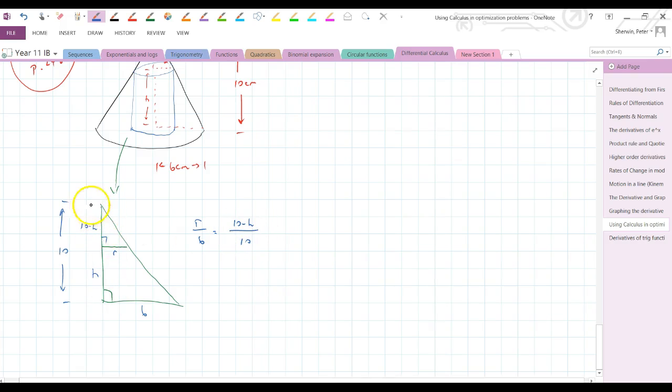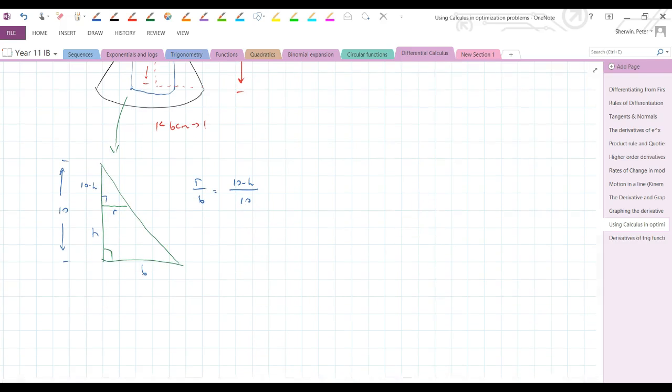See, small side, 10 minus h, large side on the large triangle, 10. So this to this equals this to this. Beautiful. Now we need to write r in terms of h. That's what we're asked to do: an expression for r in terms of h.